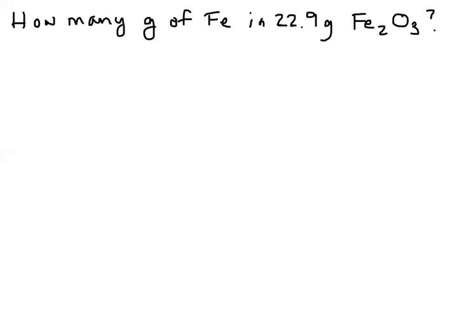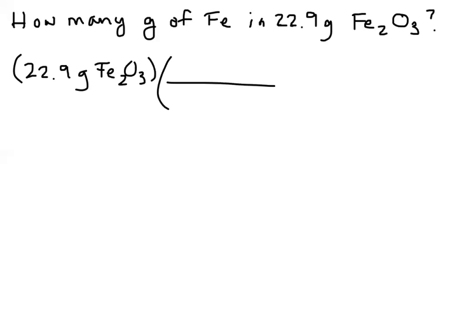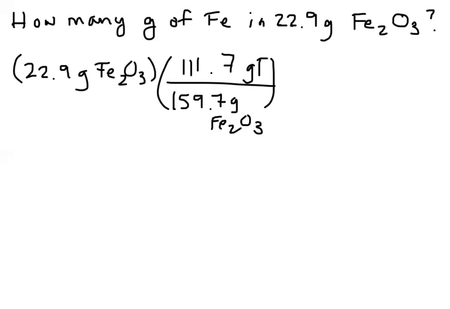What do I start with? 22.9 grams of iron(III) oxide. And what goes on the bottom? 159.7 grams of Fe2O3. And what's the total mass of iron in 159.7 grams of Fe2O3? 2 times 55.85, or 111.7. Yeah. Which gives you 16.0 grams of iron.